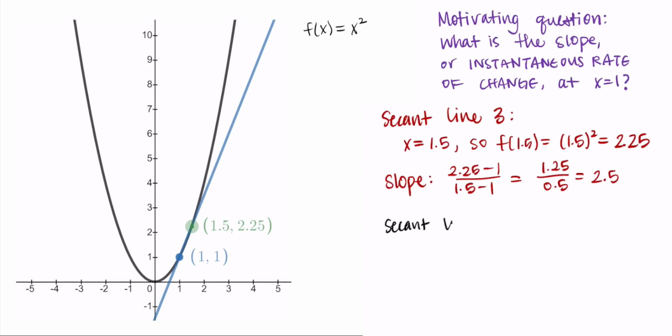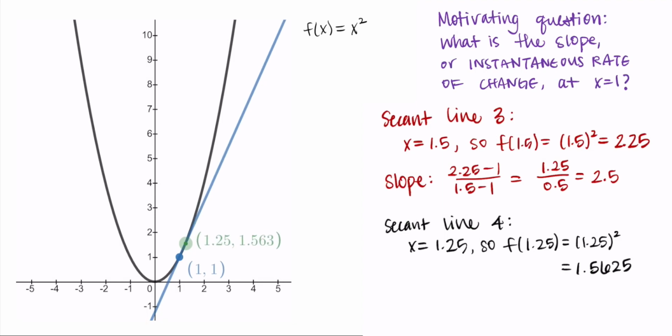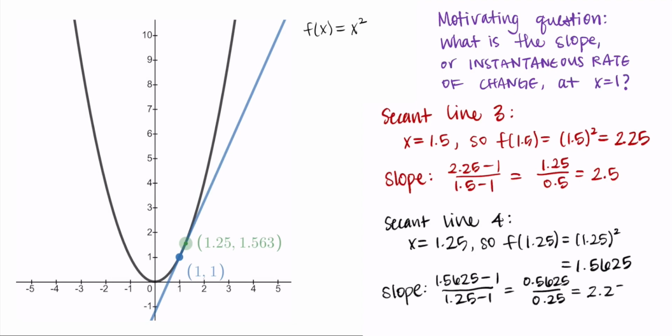We're going to do one last secant line. Remember, our goal is to find the slope at x = 1, so we're getting these secant lines even closer to 1. This time, let's do x = 1.25. Plugging that into the function, we get 1.25², which is 1.5625. You can see that the graph rounds this to 1.563. Then we can find the slope between those two points. I'm doing the change in y divided by the change in x, doing some calculations, and I'm getting that the slope is 2.25 for this secant line.